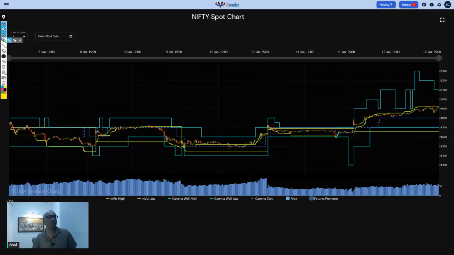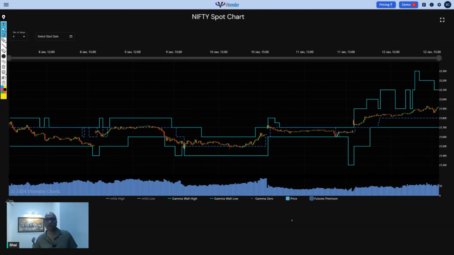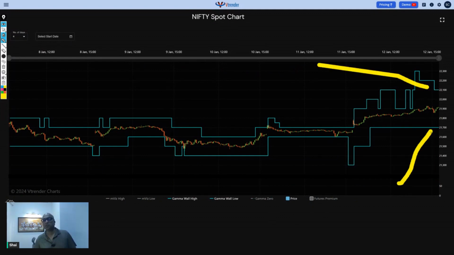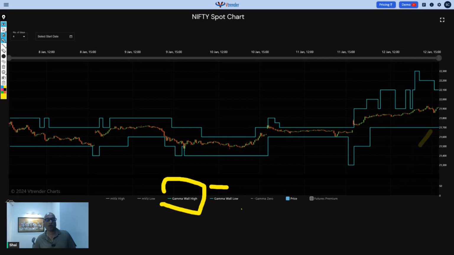So we came up with what we call, first of all, let me just take out the rest of the elements on this chart, and I'll just talk to you in brief about what this is. We came up with this study where we plotted a high and a low, and we call this gamma wall high and gamma wall low. Now, what is this gamma wall high and gamma wall low? It's also a range of the market for the expected week.